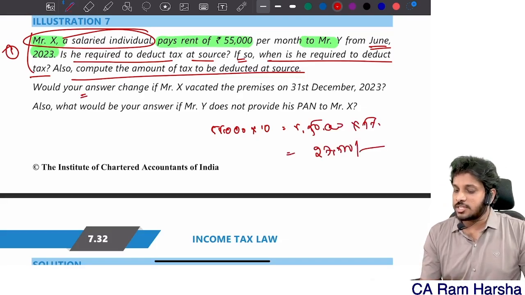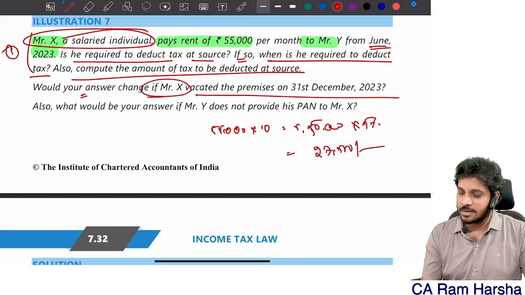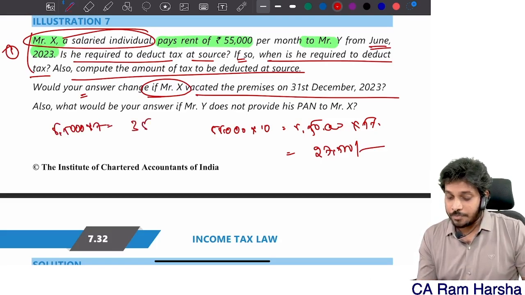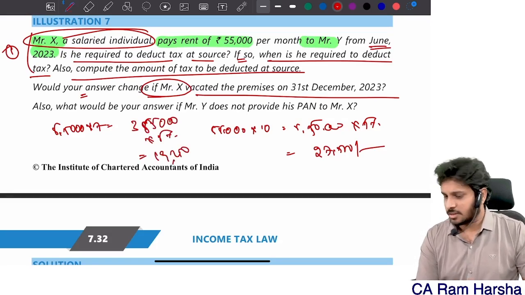What would your answer change if X vacated the premises on 31st December only? In that case it is 7 months rent only. 55,000 multiplied by 7 months, 3,85,000 multiplied by 5%. How much is it? 19,250. This is the answer.